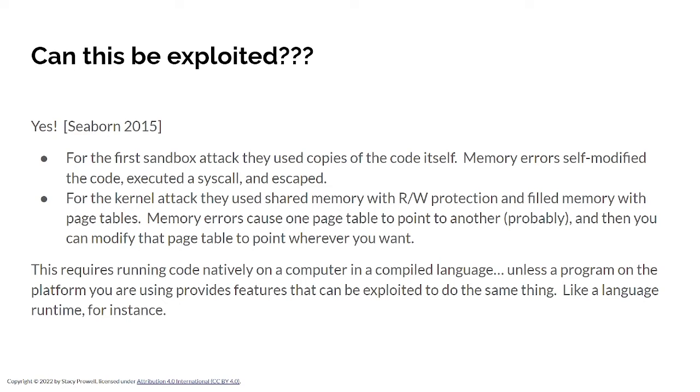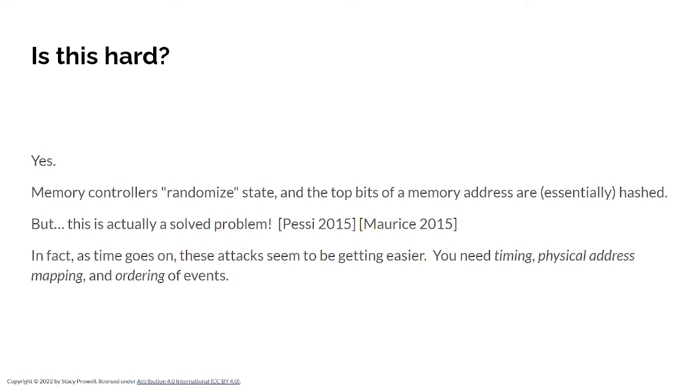Now all this requires code running natively on a computer in a compiled language, unless there's a program on the machine that provides the features that you can use to exploit to have the same result. In general, it's hard. Memory controllers randomize their state, and the top bits of the memory address are, in a sense, hashed. Okay, but it turns out this is more or less a solved problem. If you look at Pesci and Maurice, they've taken the time to try to figure some of this out. And in fact, the attacks seem to be getting not harder, but actually easier.